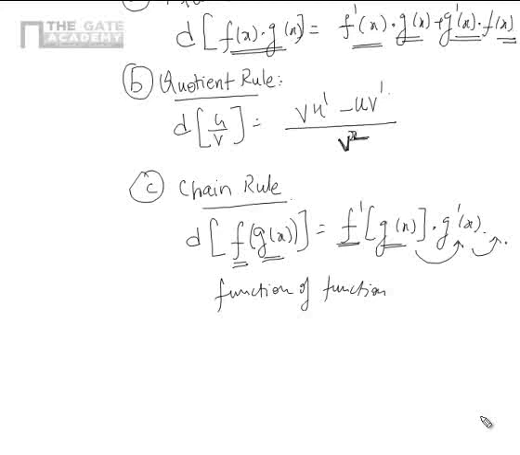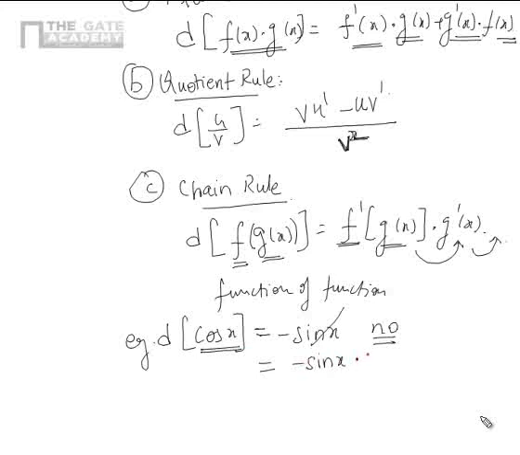See, for example, let me differentiate cos x. What is differentiation of cos x? Differentiation of cos x is minus sin x. No, we don't stop here, right? Do we? No. Then what is differentiation of cos x? This is wrong. The correct answer is, first I differentiate the function cos of x, that is minus sin x. Then, no, it is not complete.